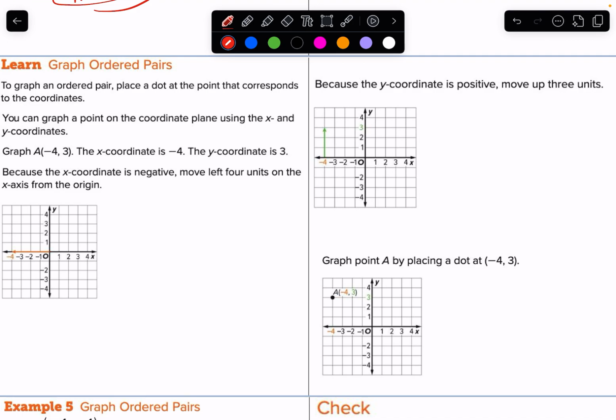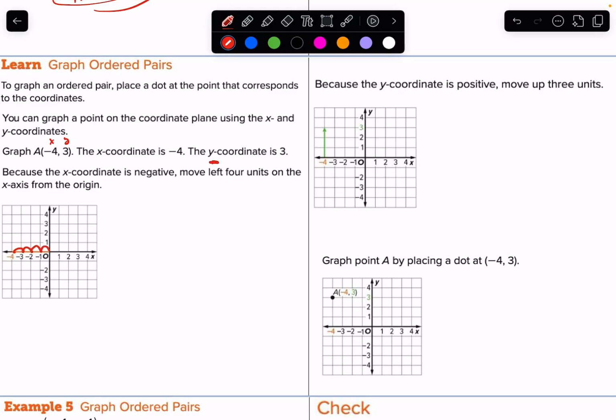So now we just have to put the thing on the graph. So graph A, -4, 3. The x coordinate is -4, the y coordinate is 3, right? It's always x, then y. If you need to label them, do it. Because the x coordinate is negative, move left. Left is negative. So they did that.